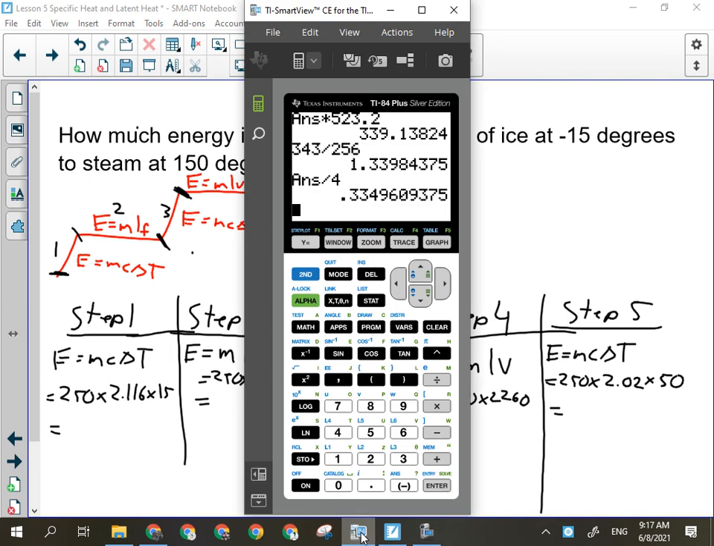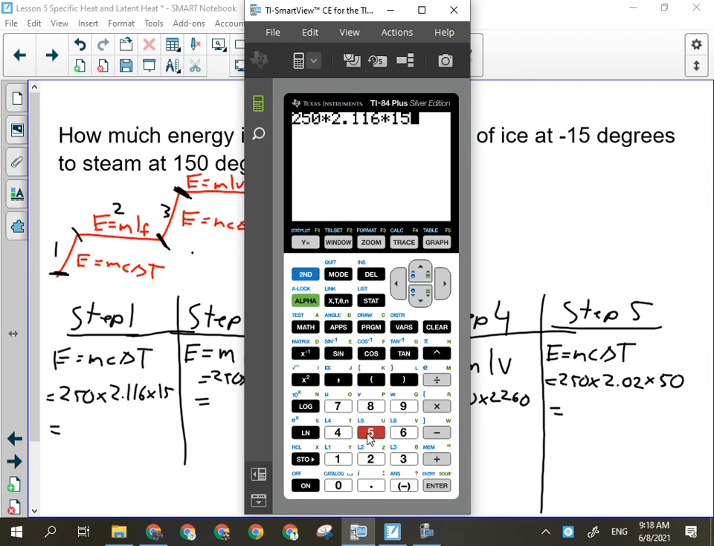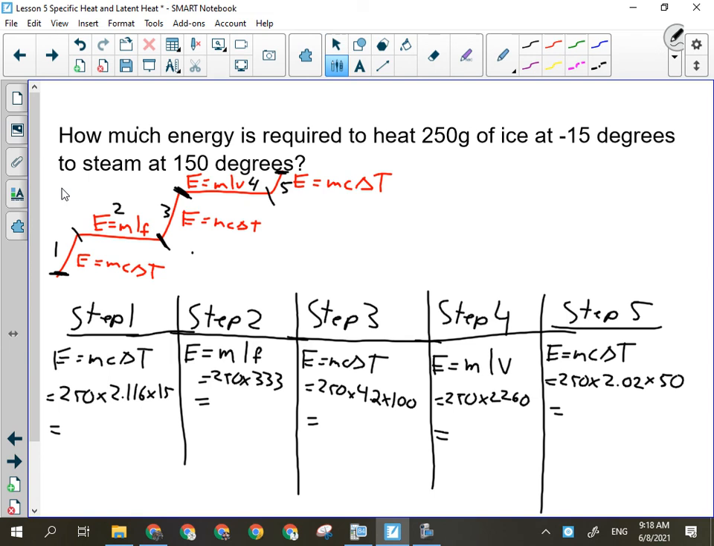So our first step. Step 1 was where we were heating the ice from minus 15 to 0. We're using E equals mc delta T, so that'll be 250 times the heat capacity of ice, 2.116, times 15 degrees, because we're only heating it from minus 15 to 0. All right, so that's 7,935 joules.